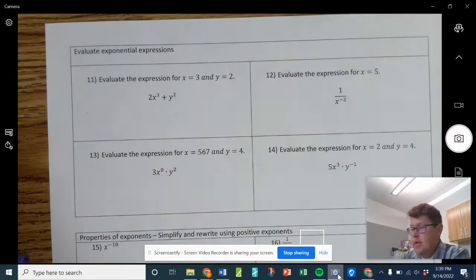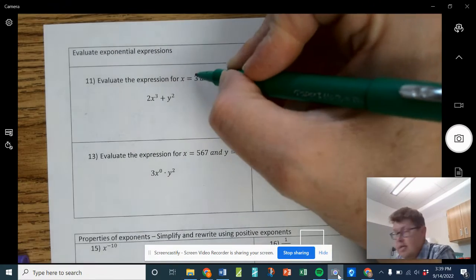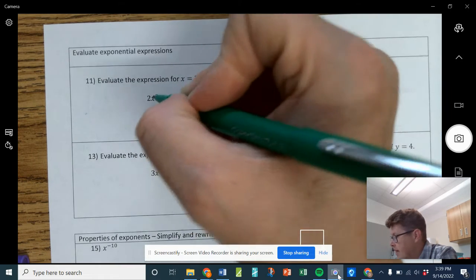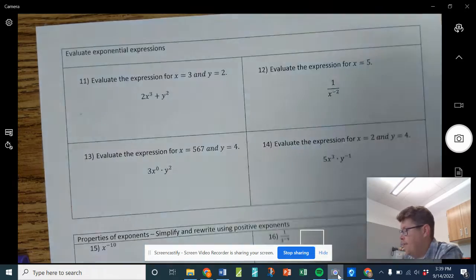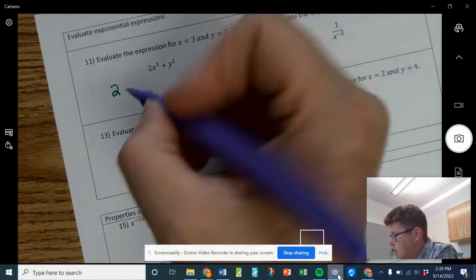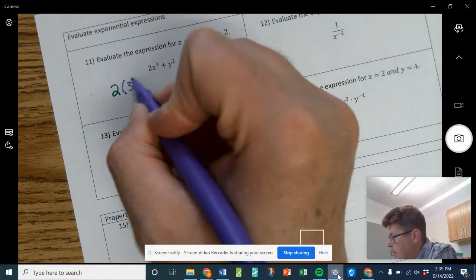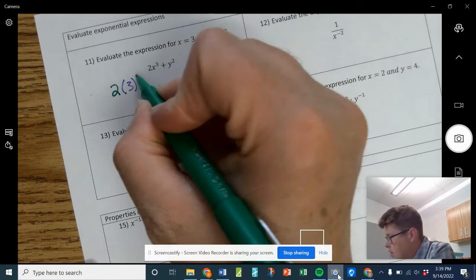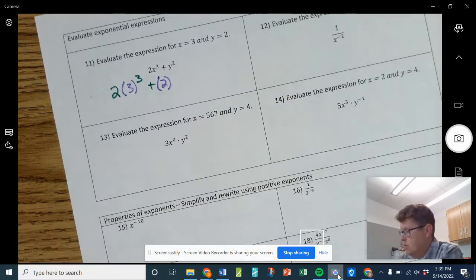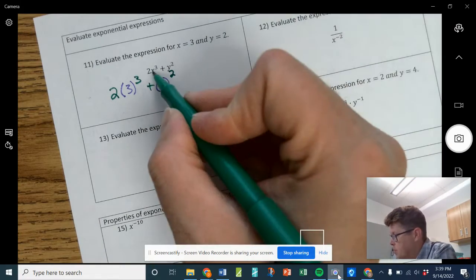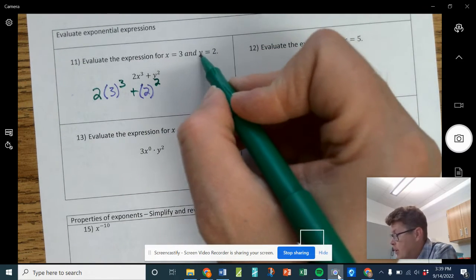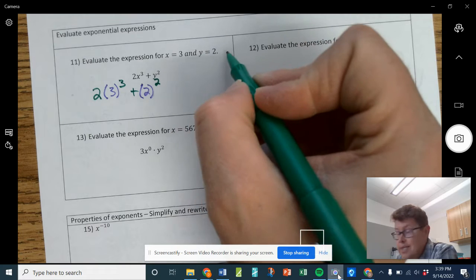Evaluating these expressions, all we're going to do is basically take the numbers that replace the variables and put them in there, right? So since x is 3, I can take this 3 and put it in for that x. Since y is 2, I can put it in for that y. So this becomes 2 times 3 cubed plus 2 squared. So the x goes away, replaced by this 3. The y goes away, replaced by this 2. I can do this because they're equal to each other, right? I have this equation set up, okay?